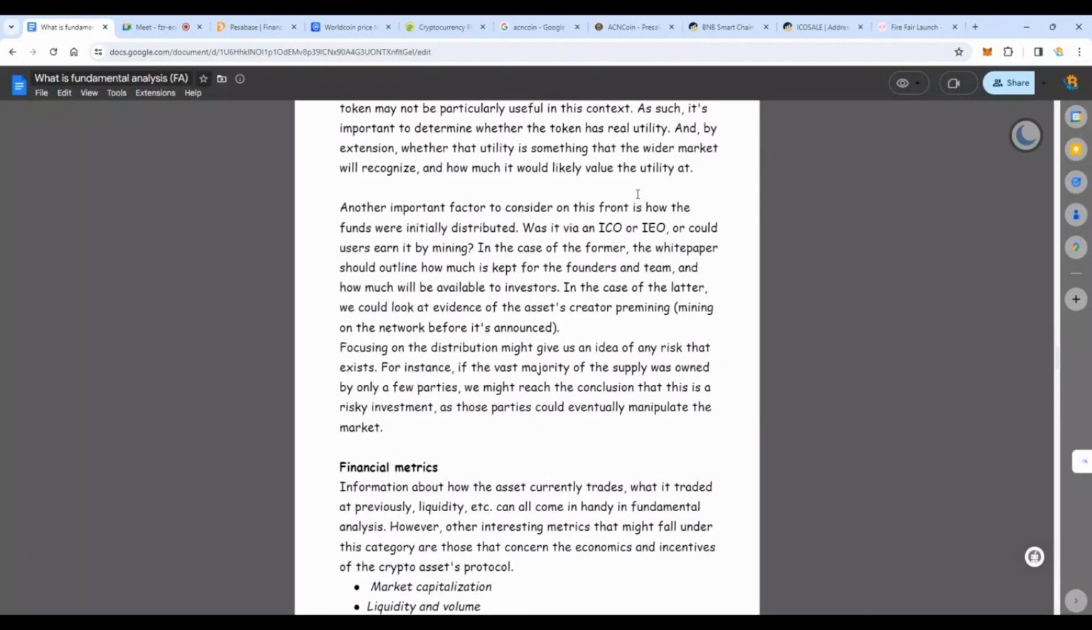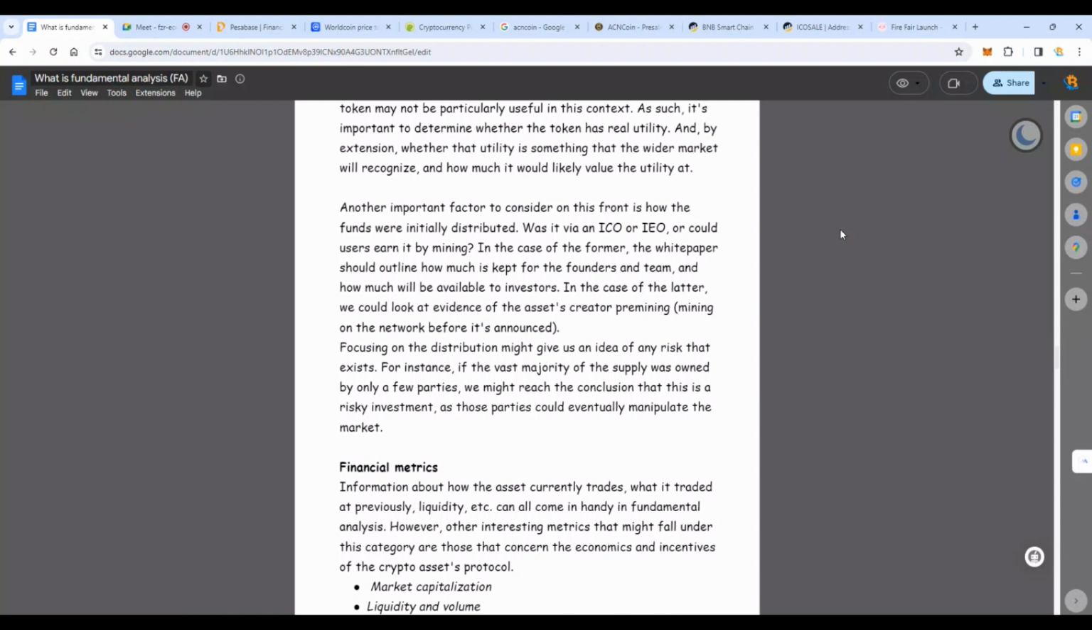Now, we've talked about another important factor to consider on this front, which is how funds were initially distributed. Was it via an ICO or an IEO? Or could users earn it by mining? In the case of the former, the white paper should outline how much is kept for the founders and the team, and how much will be available to investors. In the case of the latter, we could look at the evidence of the asset's creator pre-mining or mining on the network before it's announced.